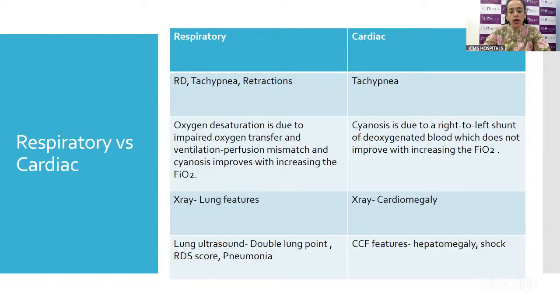If we do the lung ultrasound, we can see the double lung point, we can do an RDS score, we can see the features of pneumonia in babies who have respiratory causes, and we can also see the features of meconium aspiration. But in cardiac causes, we can see the CCF features like hepatomegaly and shock. So these are some of the common differentiating points between respiratory and cardiac. Of course, the clinical history plays a major role in coming to the proper diagnosis for the babies.